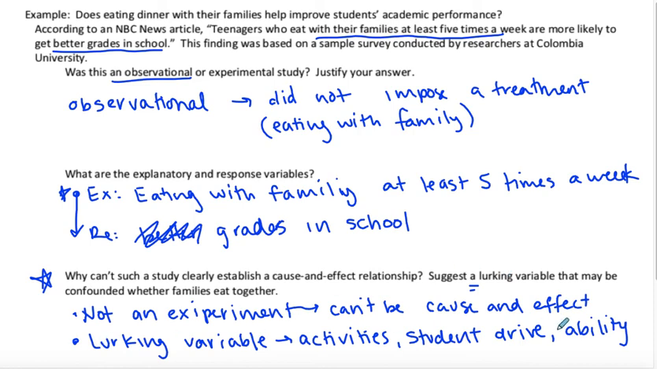Okay, so our practice today is going to look at explanatory and response variables along with lurking or confounded variables. And then we're also going to be identifying the difference between observational and experimental studies.